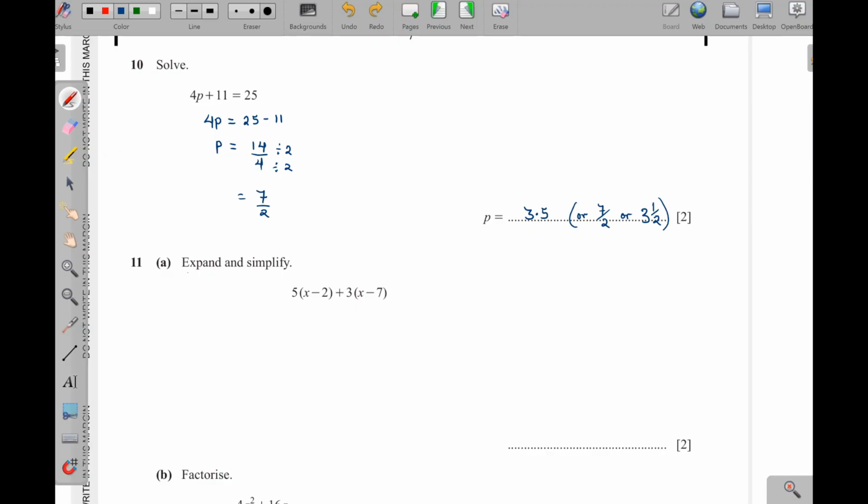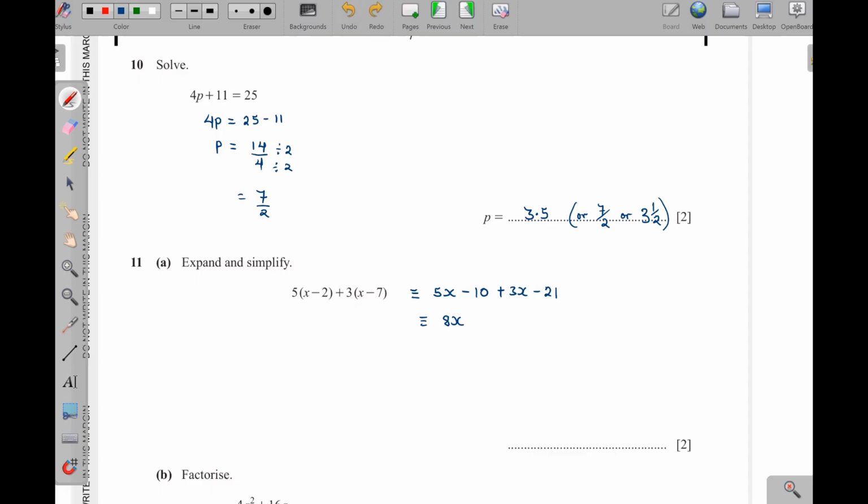Then question 11, part A, expand and simplify. Okay, so 5 has to multiply with everything, and also 3 has to multiply with everything inside the brackets. So 5 times x, that one will give us 5x. 5 times negative 2 will give us negative 10. 3 times x, you get positive 3x. And then 3 times negative 7, you get negative 21. And then we have here 5x plus 3x, isn't that 8x? And then minus 10 minus 21.